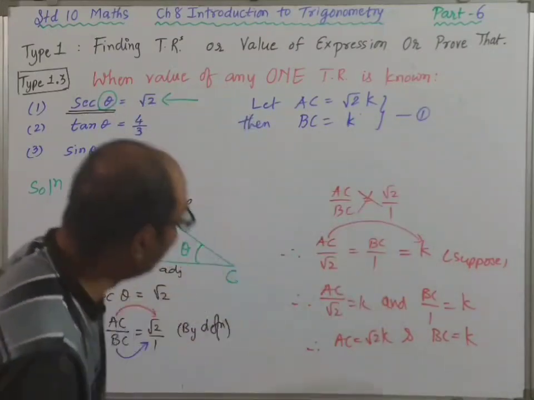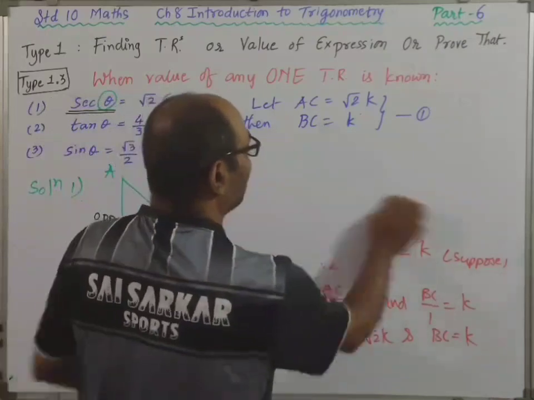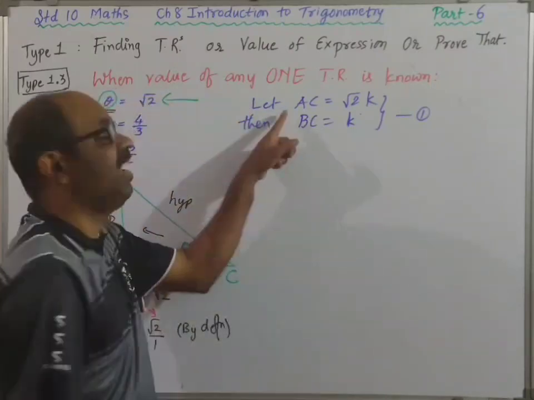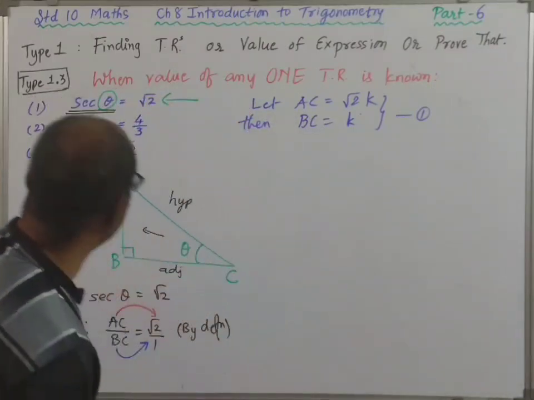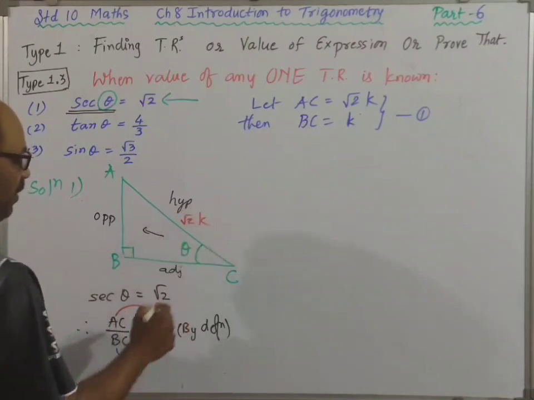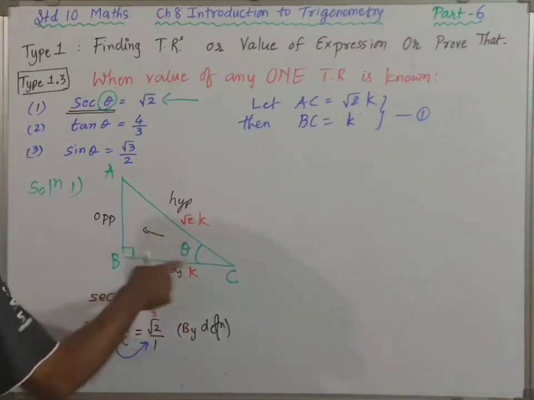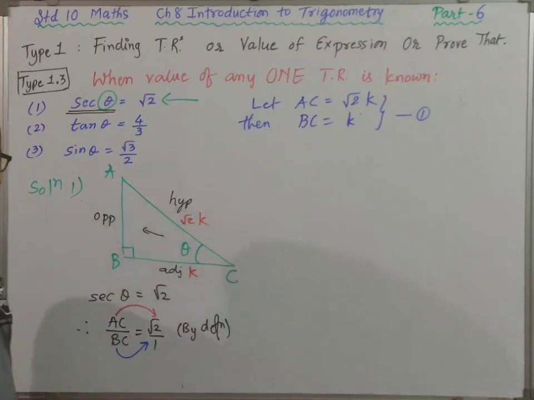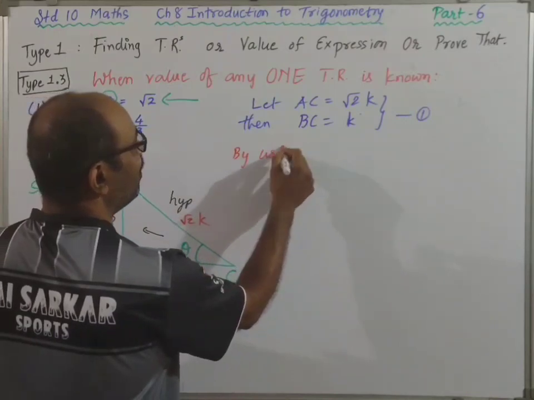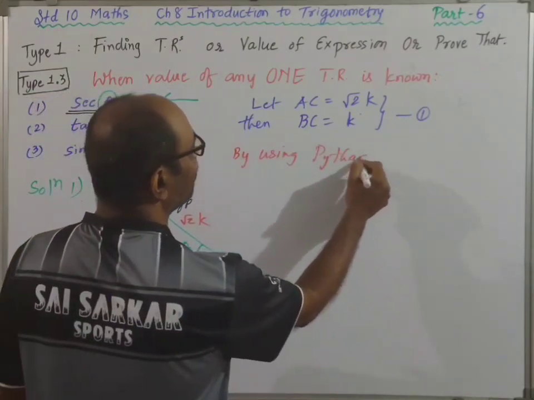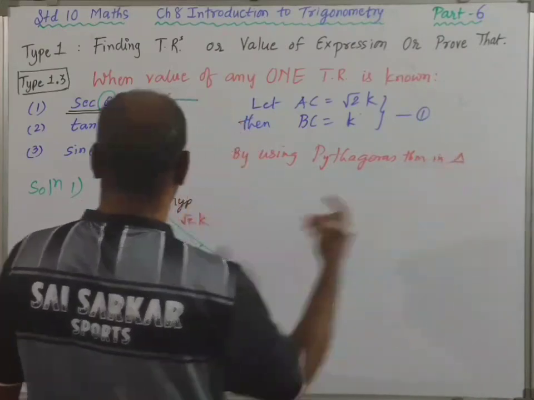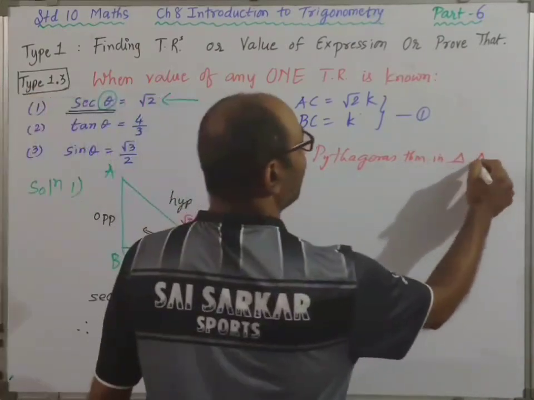Alright, children. Now see, you got the two sides, though they are in terms of K. AC, I'm going to write here. What is AC? Root 2K. What is BC? K. Using Pythagoras, find out the third side. By using Pythagoras theorem in triangle ABC.